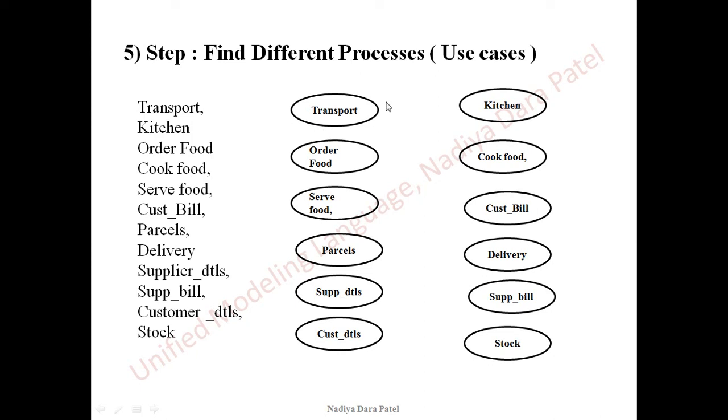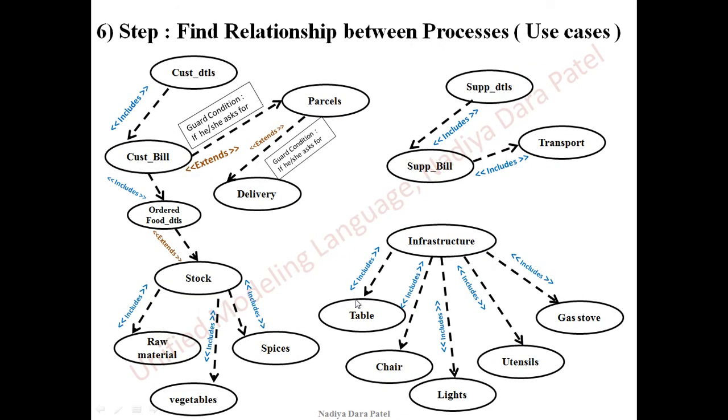Now we got the list of processes. I have converted those processes in the form of use cases and organized them. Now the next step, the most important and a slightly difficult step, is finding the relationship between processes. Right now it might be very chaotic for you, very difficult to understand what this is. I'll make it simple for you, don't worry.